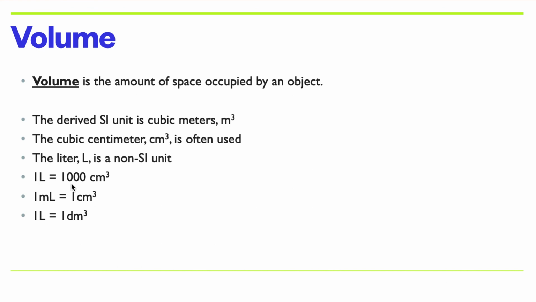The first one, 1 liter is equal to 1,000 centimeters cubed. 1 milliliter is equal to 1 centimeter cubed, and 1 liter is equal to 1 decimeter cubed. So these are very, very important.